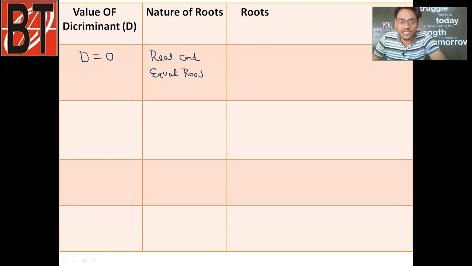No problem, students. Now what are the roots actually? We just derived the roots. Roots are nothing but minus b upon 2a, comma, the two equal roots, that is the second root is also minus b upon 2a. No problem, students, in this particular case.